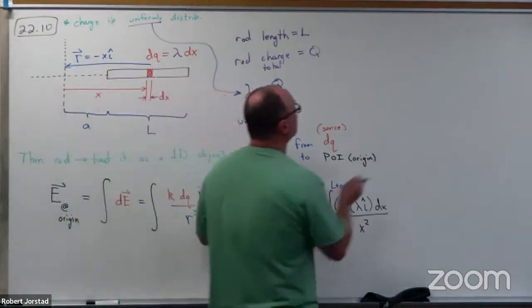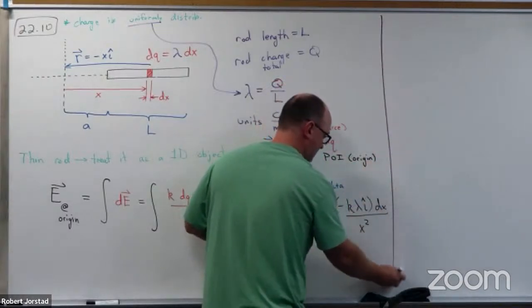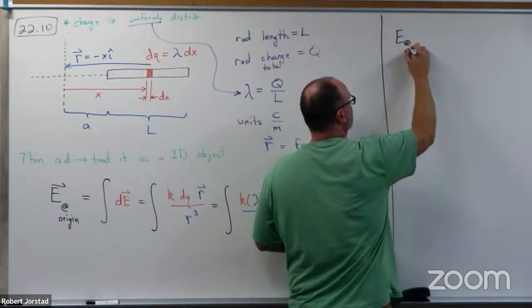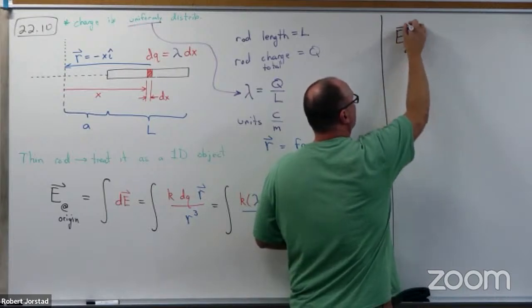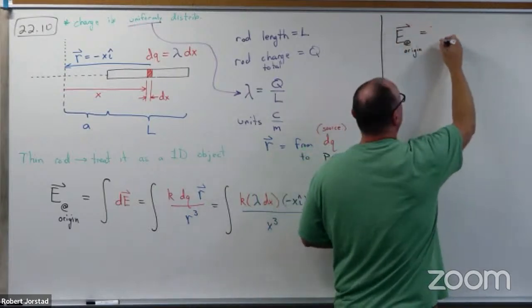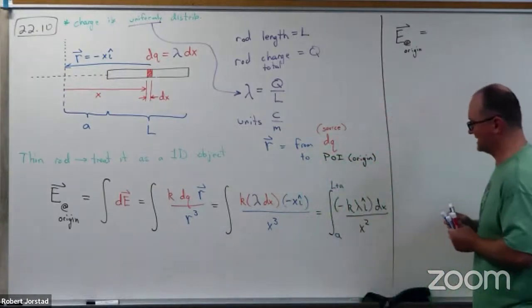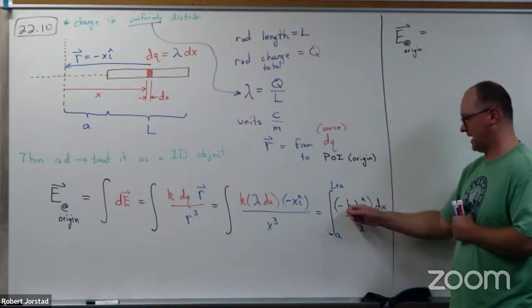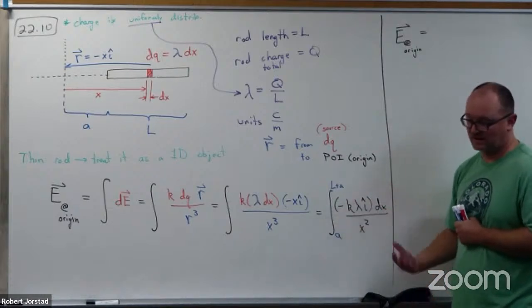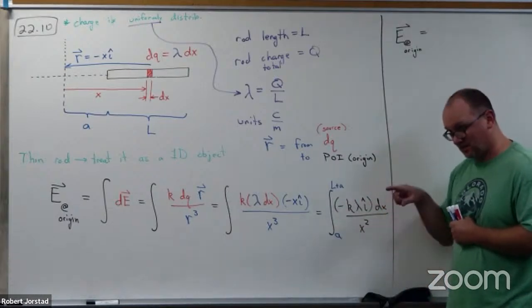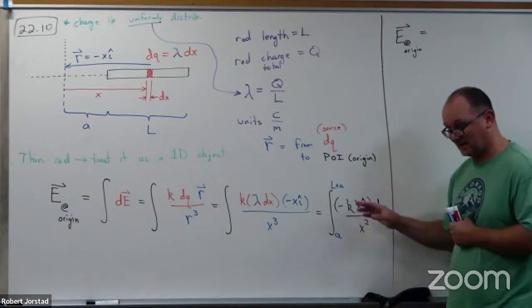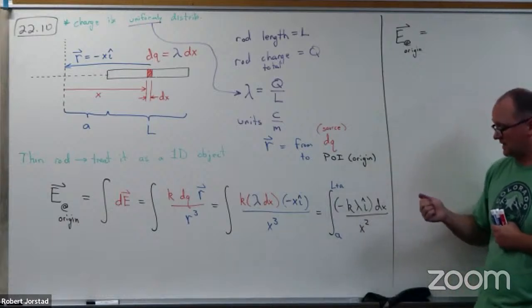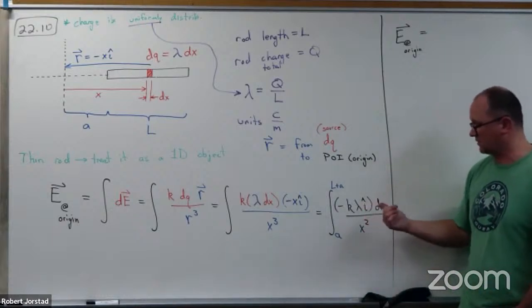I'm running out of space. Let's put this up here. E at origin should equal, I'll pull everything that's constant out. What here is a constant? K, -1 is a constant. I hat is always to the right. Some unit vectors are not constant and cannot be removed, but the Cartesian unit vectors are always constants. That's one of the advantages of Cartesian coordinates.